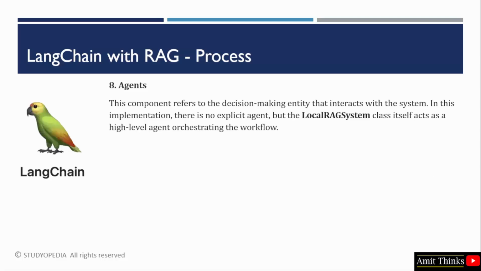Agents. This component refers to the decision-making entity that interacts with the system. In our code, we have used the local RAG system class that acts as a high-level agent, planning our workflow. So guys, we saw the process. Now in the last lesson, we will see the coding example and run our LangChain with RAG system on Google Colab.